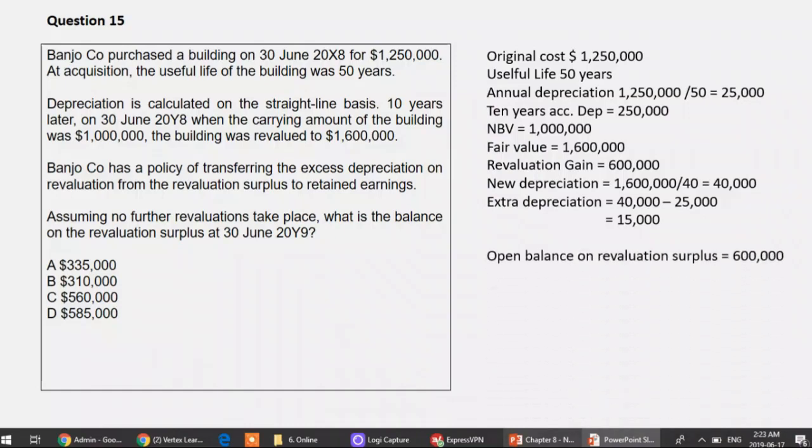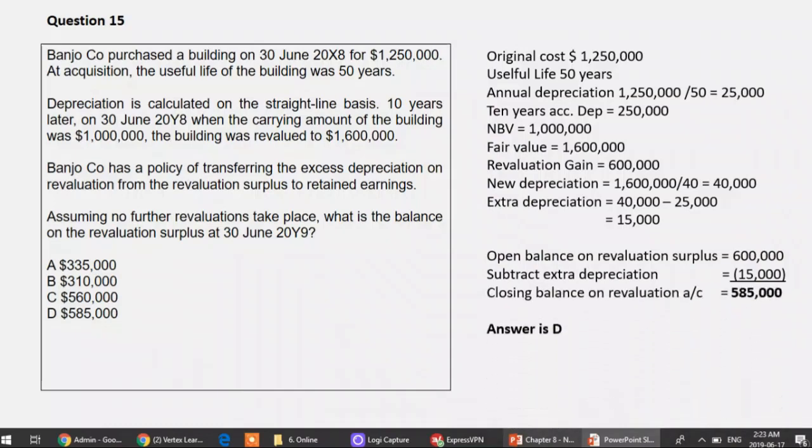Like this, your opening balance on revaluation surplus is 600,000. Extra depreciation 15,000, you subtract it. If you remember the double entry, debit revaluation surplus account, credit retained earnings account. So your revaluation surplus account closing balance at the end of this 11th year is 585,000. This is your answer choice D, 585,000. So this is all with these questions.